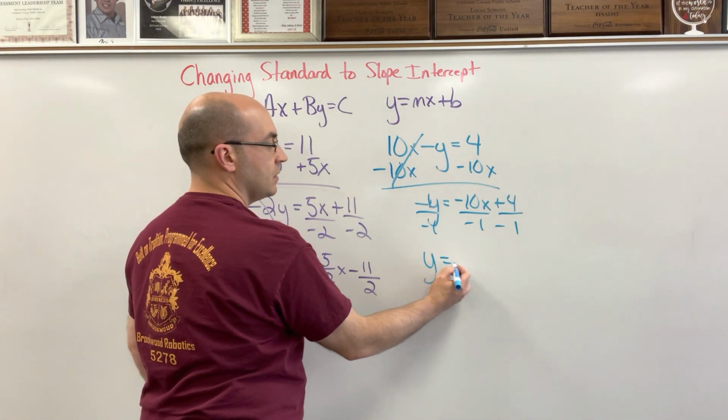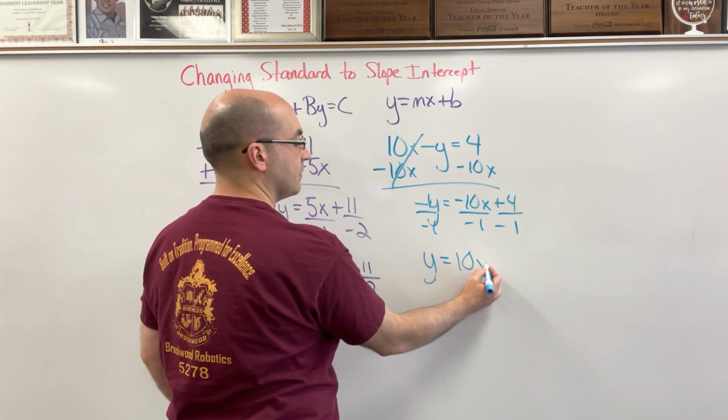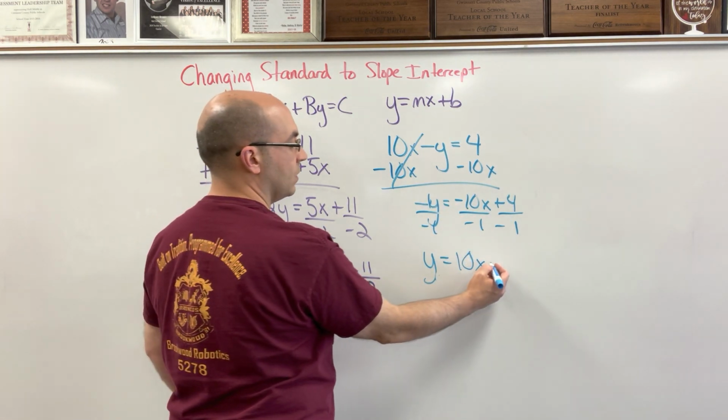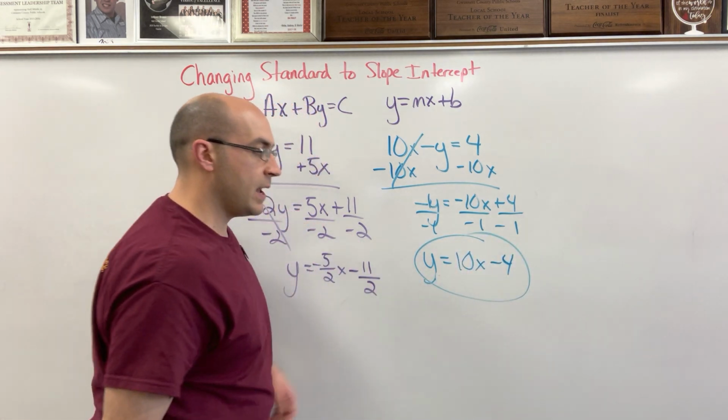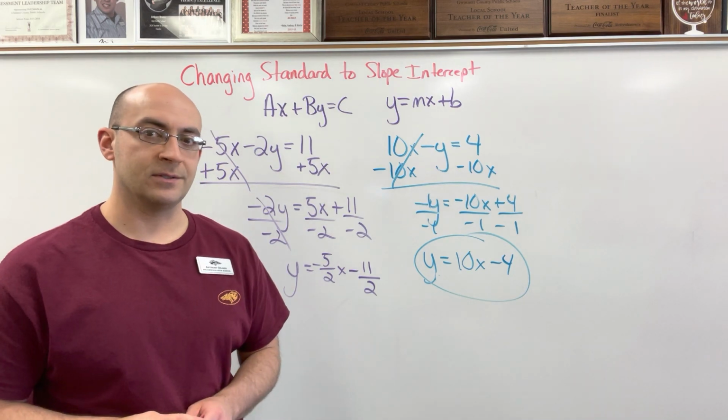me y equals, the negative 10 over the negative 1 can simplify. That's just 10x, right? Because a negative divided by a negative is a positive. And then the positive 4 divided by negative 1 is negative 4. My final answer is y equals 10x minus 4. 10 is the slope, negative 4 is the y-intercept.